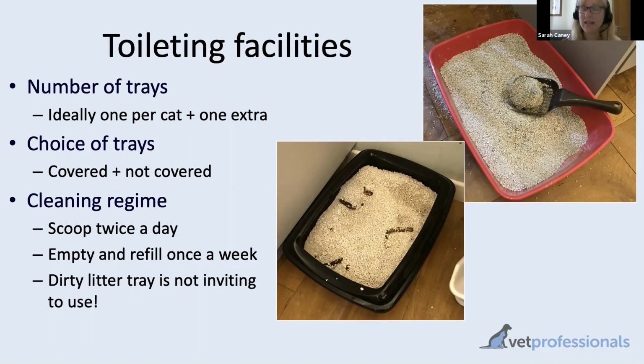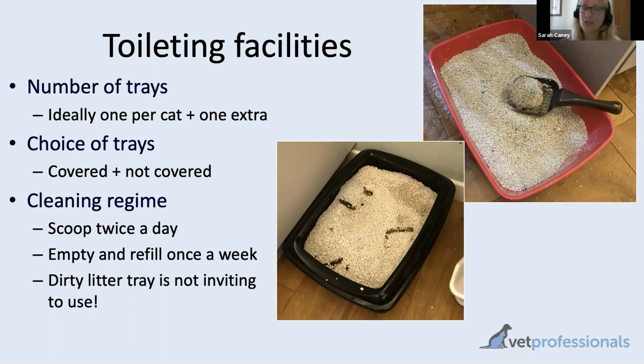And the key point really as well is that you don't just put all your litter trays in a row, because that's effectively one toileting location. They need to be in different locations so that it's not possible for one cat to block access to the litter tray for another cat. So that can make logistics a little bit more complicated.